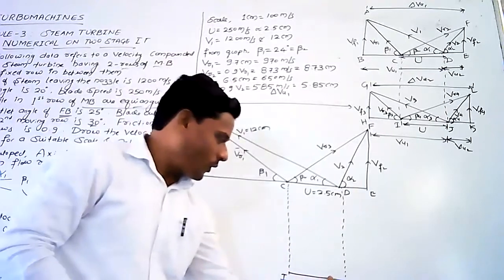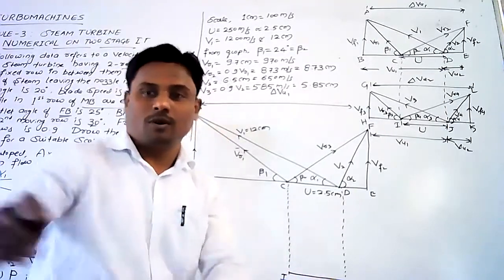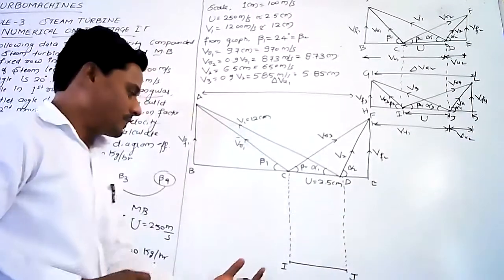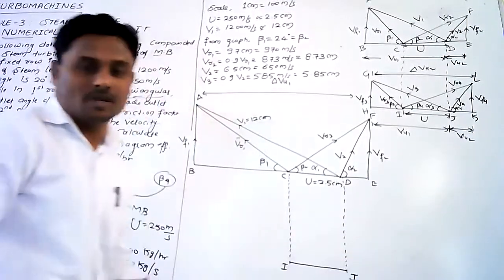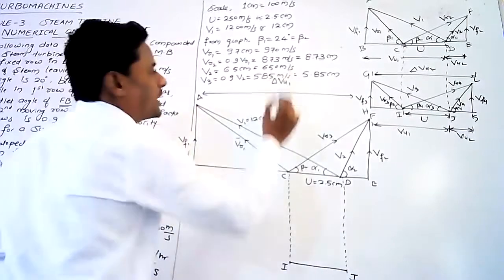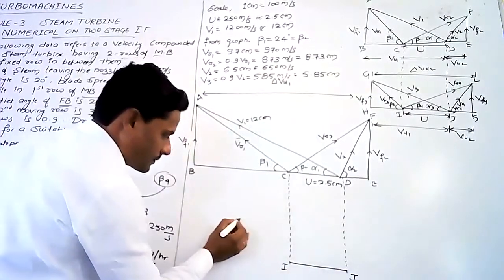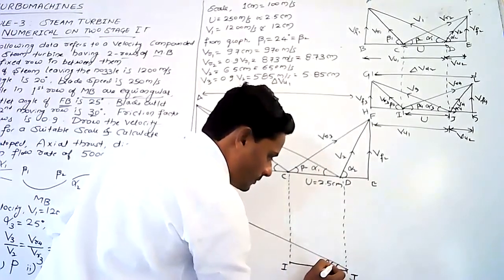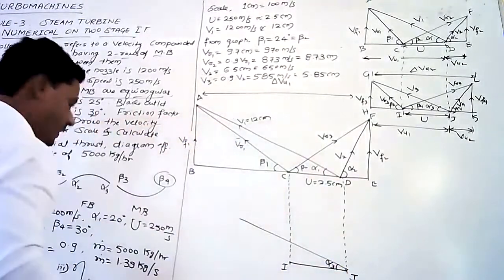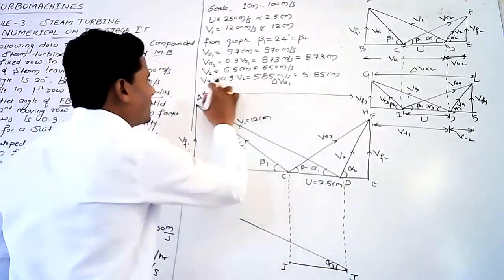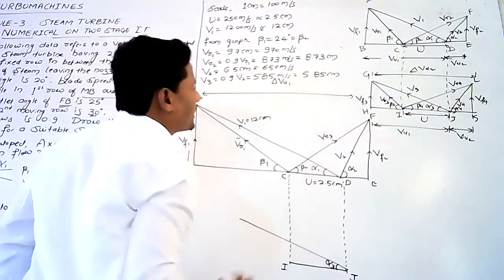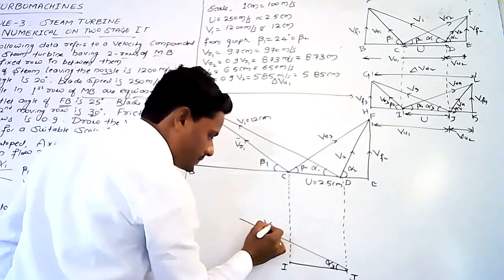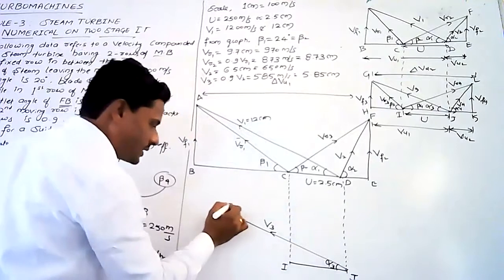So keep the protractor on point J and measure the angle in clockwise direction. You'll get the point G here. This is the angle alpha 3, which is 25 degrees, and the magnitude of V3 is 5.85 centimeters. This is V3 here. I hope this is clear.